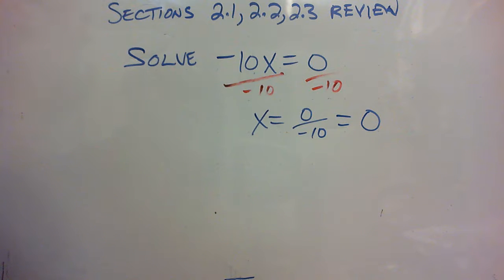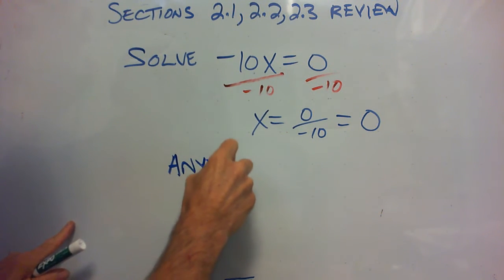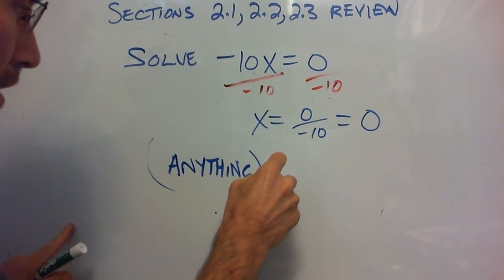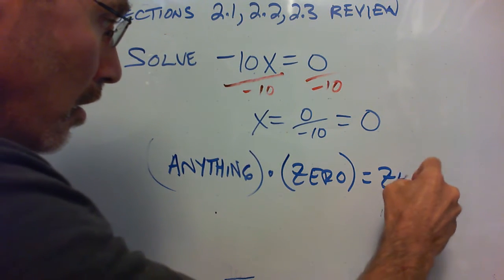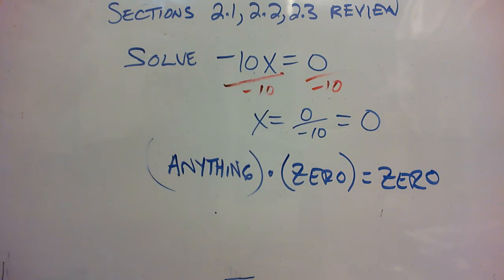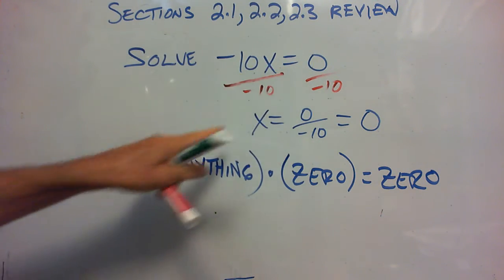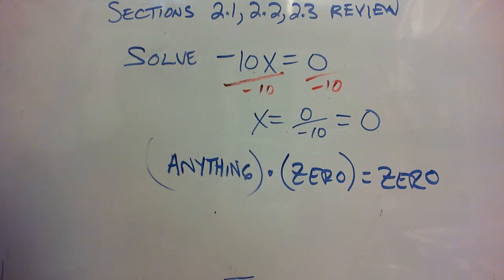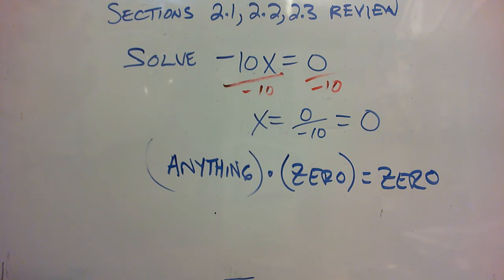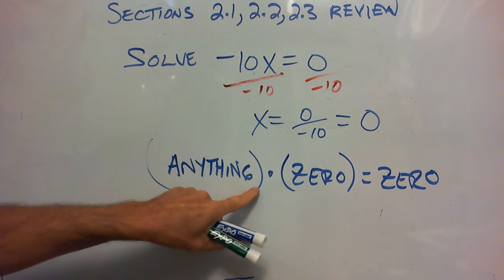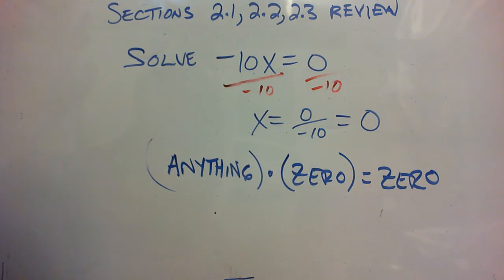Now, the thing to remember in this type of problem is anything times 0 equals 0. So when we have negative 10 times some number equals 0, that number has to be 0. So if you remember that, you can solve this just by going right to the solution, x equals 0, remembering this property. That's actually the zero multiplication property.